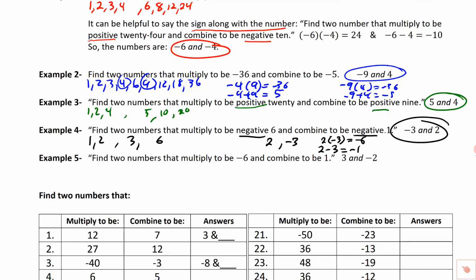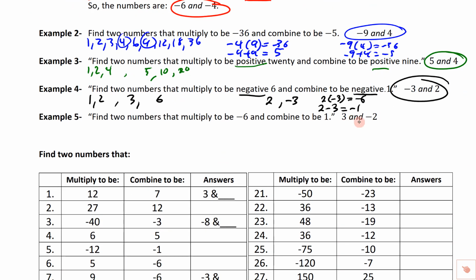Now, I'm going to leave you with example number 5. You've got the answer right here. It says find two numbers that multiply to be negative 6 and combine to be positive 1. So stop and think about how this would have to work. If they multiply to be a negative, one of them's got to be a negative, but they combine to be a positive. So the bigger one's got to be a positive. You've got the list right there. You've got the answer right there. So work through the logic on that one.